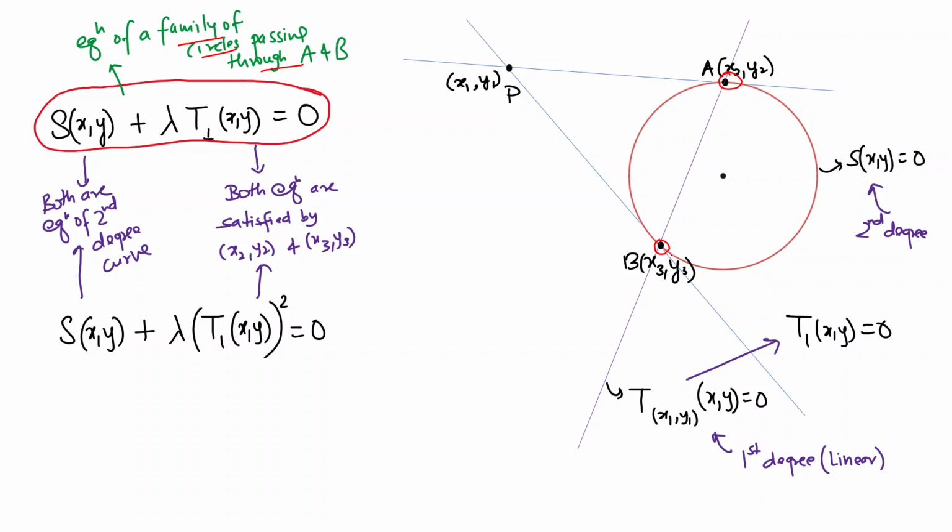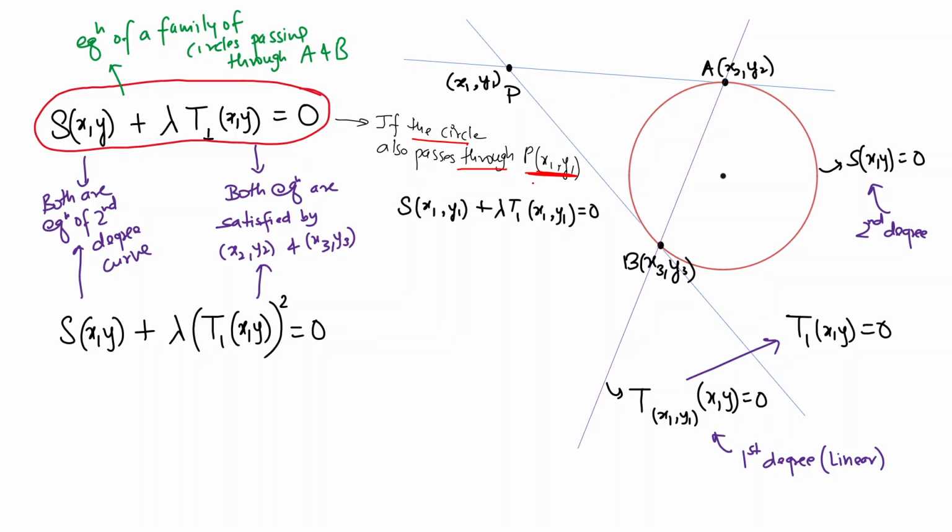Okay, so what can we do from here? We can extract a very interesting circle which is passing through P, A and B using this equation. This kind of a circle we can extract. For that we will have to make the circle also pass through P x1 y1. Just put x1 y1 in this equation, and if that's satisfied, figure out what lambda would be in that case.